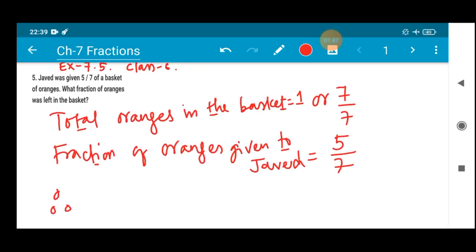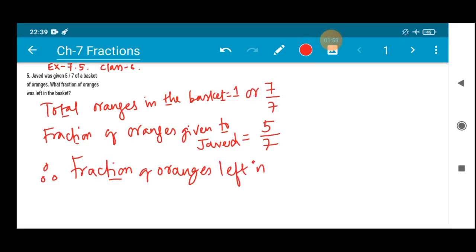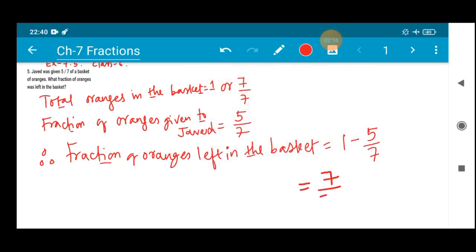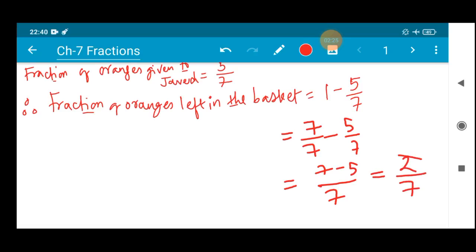So therefore you'll write fraction of oranges left in the basket is equal to 1 minus 5 by 7. That means out of this part, this has been used, so of course I have to subtract. So here I can replace this 1 with 7 by 7 minus 5 by 7. Yes, you can see here we have the same denominator, so 7 minus 5 can be done, which is equal to 2 by 7. So this much fraction of oranges was left in the basket.